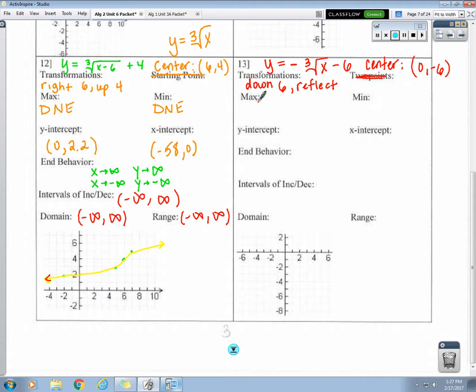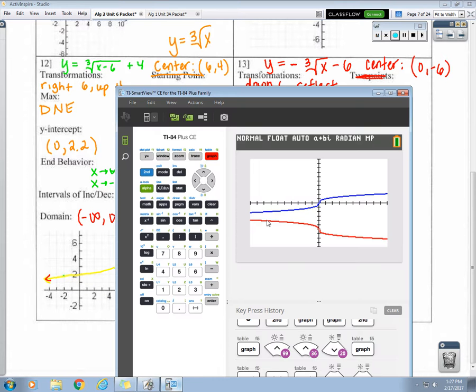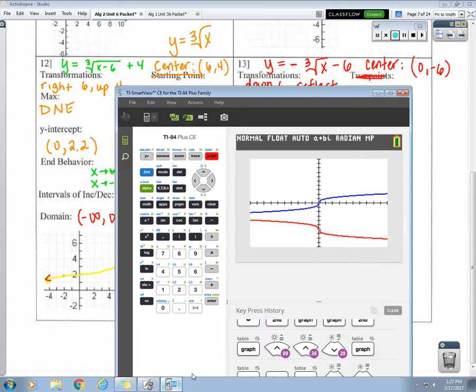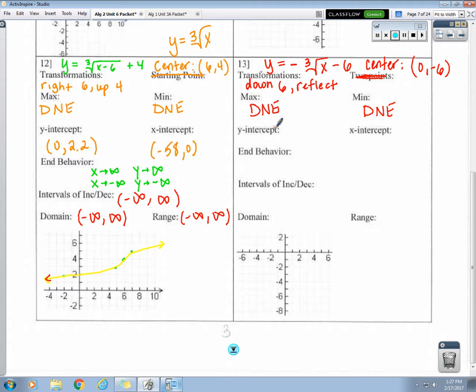Okay, does any cube root function have a max? No, because it'll go up forever. It doesn't always have to be up forever on the right. In this case, up forever on the left, right? But it'll go up forever. Does it have a min? No, because it also goes down forever. Where is the y-intercept of this one? 0, -6. The center is also the y-intercept.